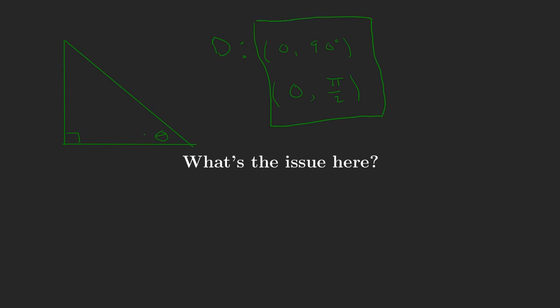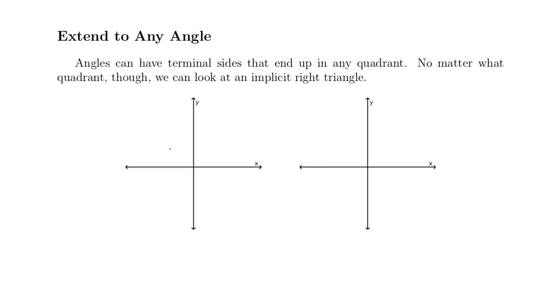So we want to push past right triangles so that we can look at any angle. Something maybe with a negative angle, or something bigger than 90 degrees, or pi over 2. So that's the main issue. That's what we're going to try and fix.